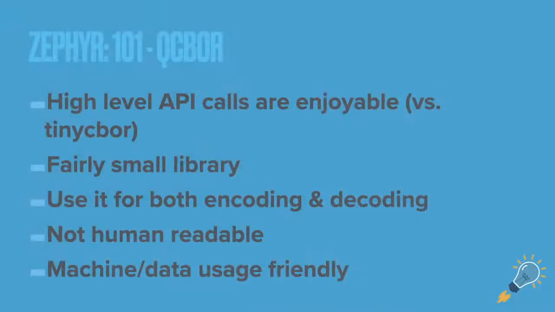What I like about QCBOR, and we discussed this actually last week when I was chatting with the Golioth folks, is that one of the main reasons they chose to use QCBOR instead of TinyCBOR is that the API calls are just much more enjoyable, usable, and simple. Plus, decoding is a little bit more straightforward. I started using the TinyCBOR library, and I'm like, oh cool, it's included with Zephyr, but it's frustrating, to say the least. It is a small library.